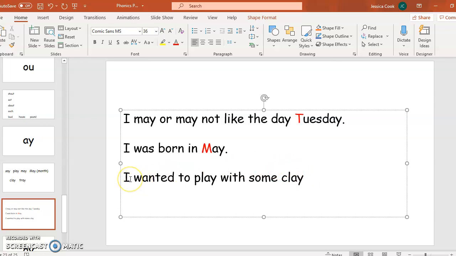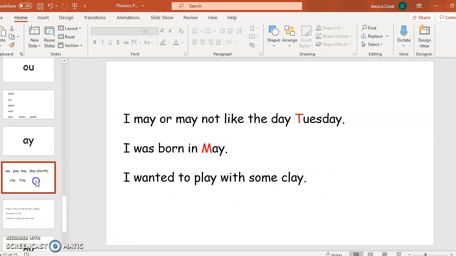Can anybody spot anything in my sentence that I have missed? Or does it look okay as it is now? Oh, people think it looks okay. Some people think there is something missing. Would you like to share with me what you think is missing there? That is right. We have missed off here a full stop, haven't we? We need a full stop. I wanted to play with some clay. Full stop, because it's the end of our sentence.